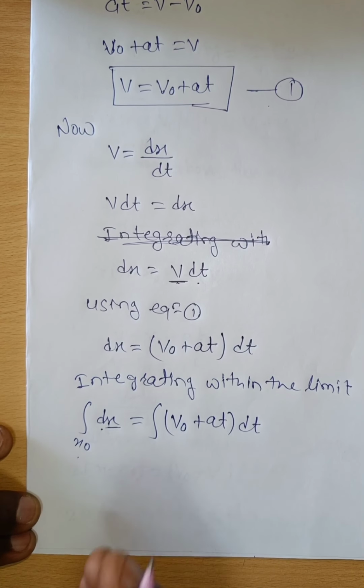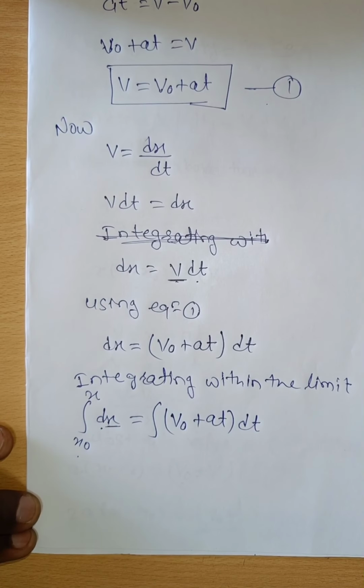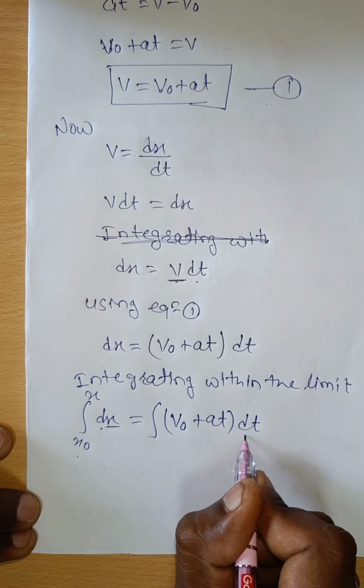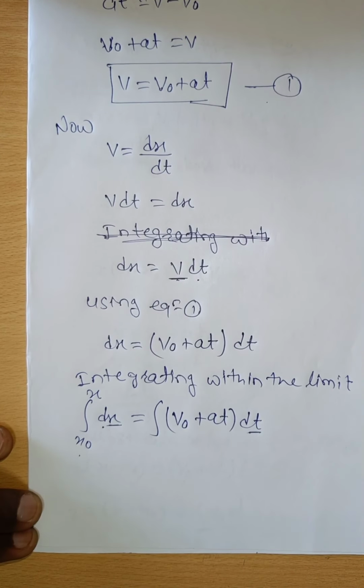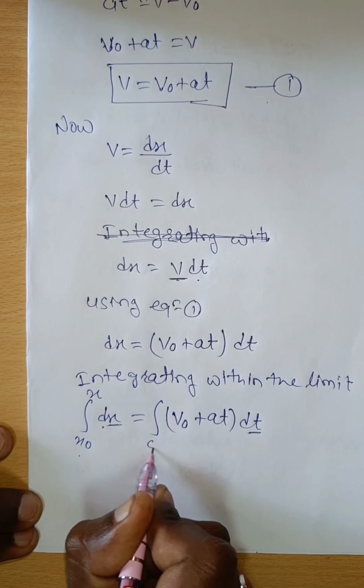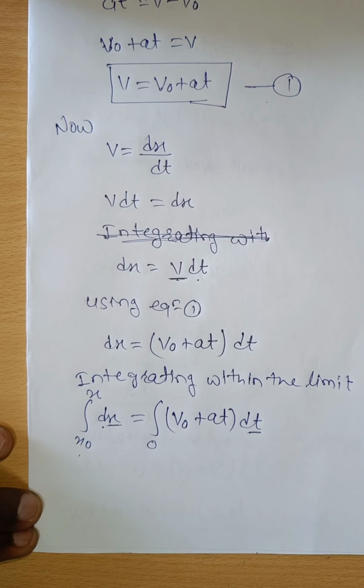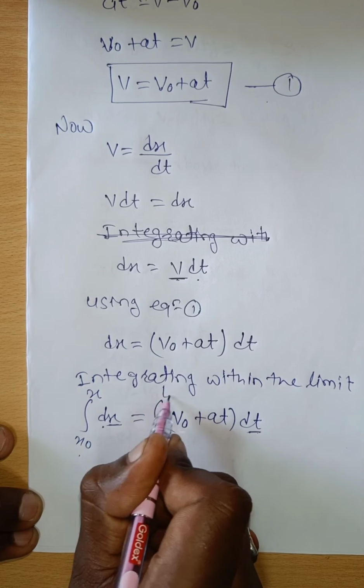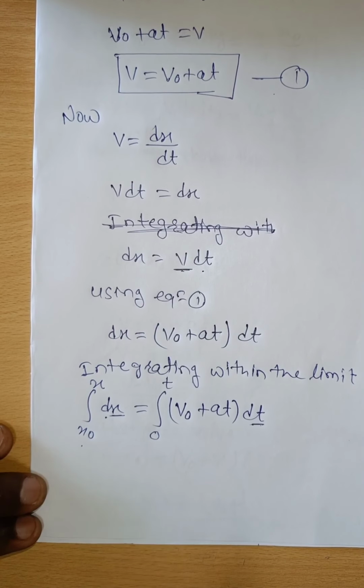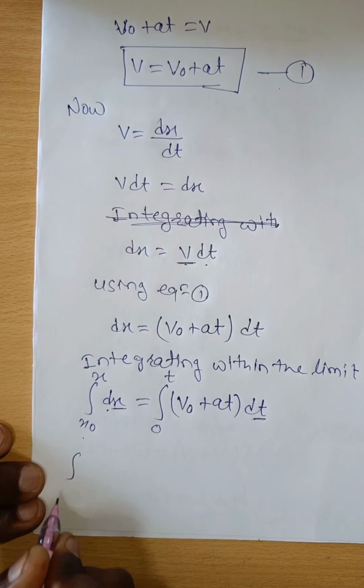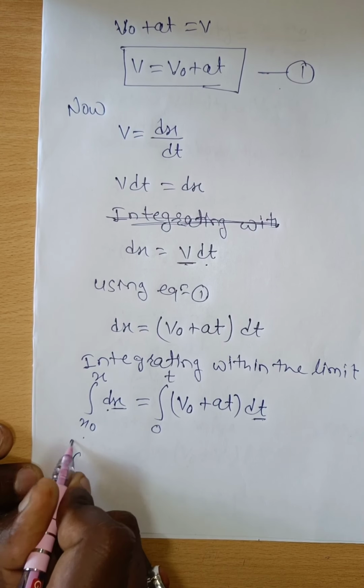And what is the final value of x? That is x. Now the right side is integration with respect to t. Then what is the initial value of t? The initial value of time is 0. Then what is the final value of time? That is t.